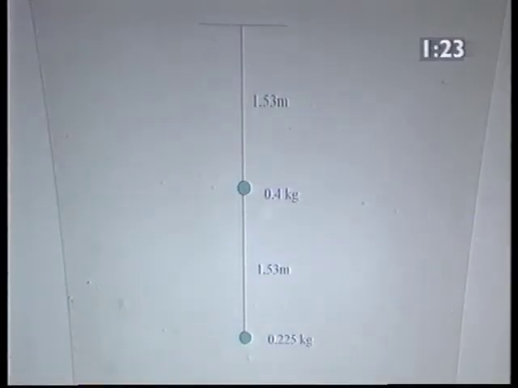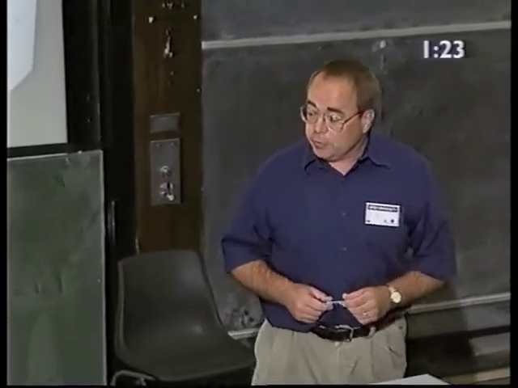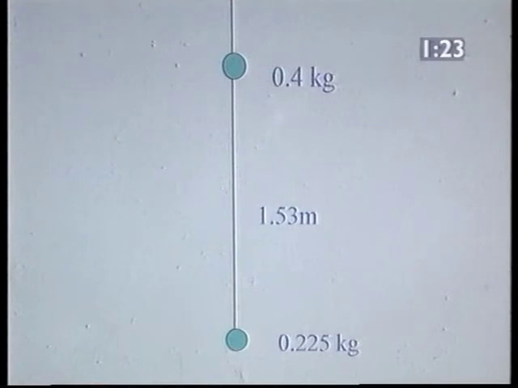So let's look at the data for this problem. Mrs. Macpherson, the Bridge of Allen greengrocer, sold me two onions of 0.4 kilograms and 0.225 kilograms. I've connected them this morning by two pieces of string, 1.53 meters. Not sure why I chose 1.53, but Mrs. Macpherson assured me that the numbers would work.